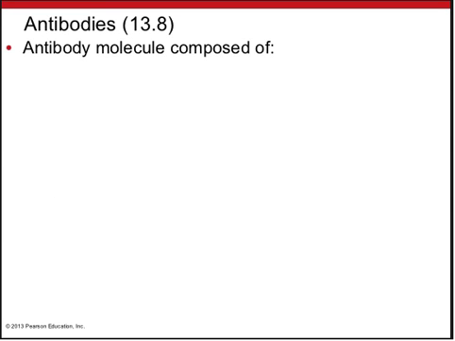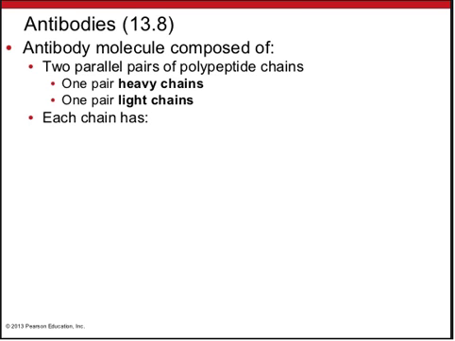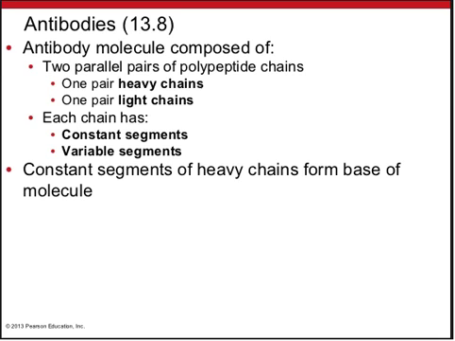An antibody is basically a protein that's designed to attach to a particular antigen. It's made up of two parallel pairs of polypeptide chains, one pair of heavy chains and one pair of light chains. Each chain has a constant and a variable region. It's the variable region that actually attaches to the antigen, and the constant region is the same across all classes of antibody.